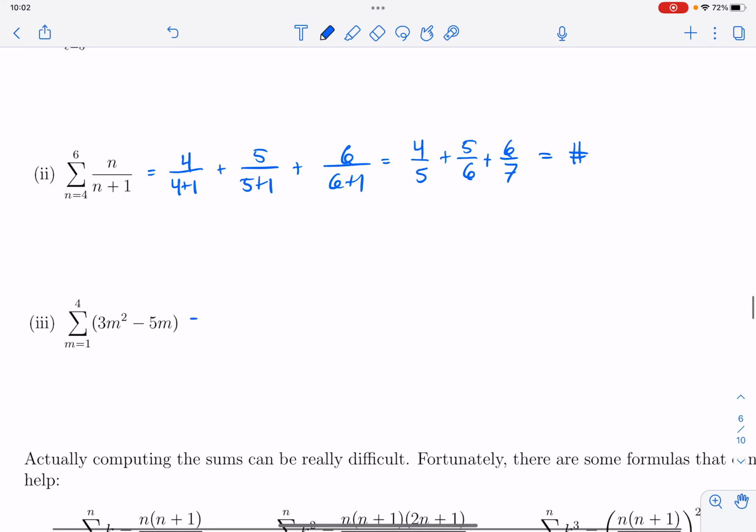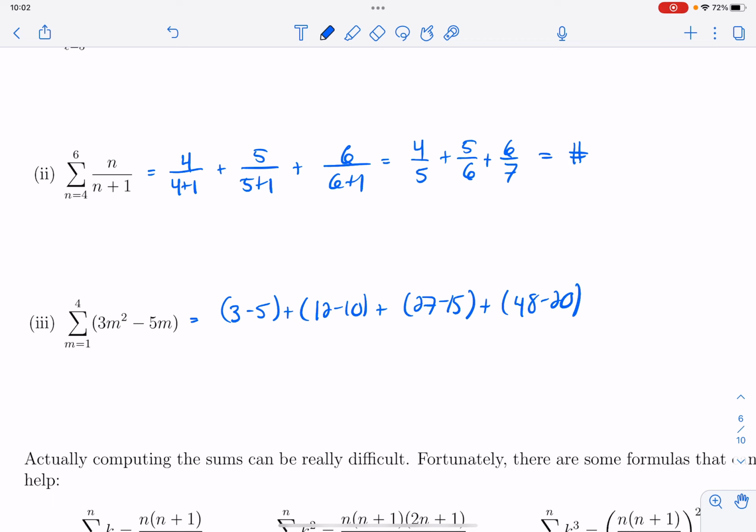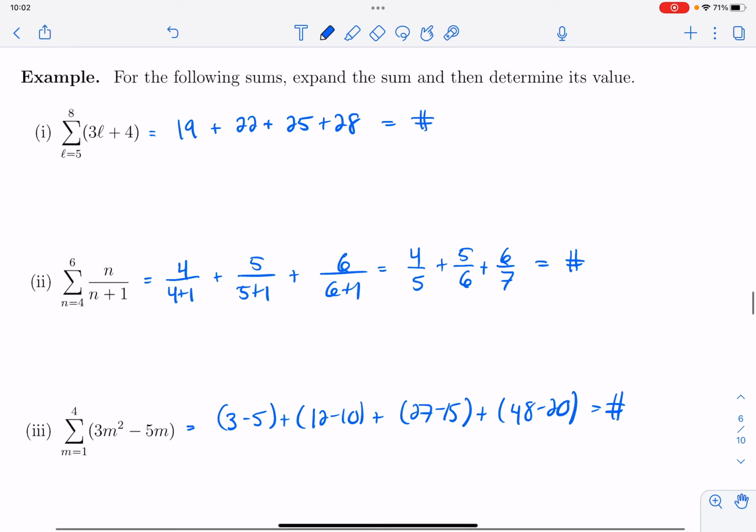And similarly down here, what is this? If I plug in 1, I'm going to get a 3 minus 5. Plug in a 2, I'm going to get 12 minus 10. Plug in a 3, I'm going to get 27 minus 15. Plug in a 4, I'm going to get 16 times 3 is 48 minus 20, which again is a number. So again, the observation here is that unpacking a sigma notation is always easier than creating a sigma notation.